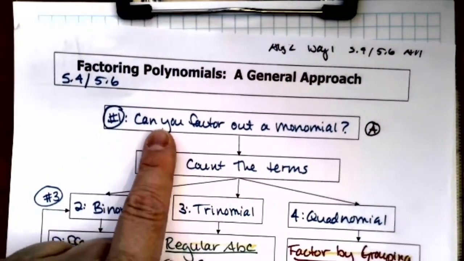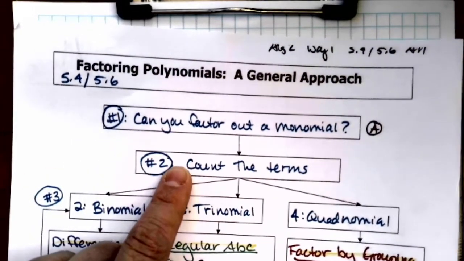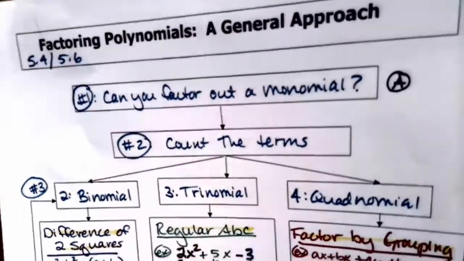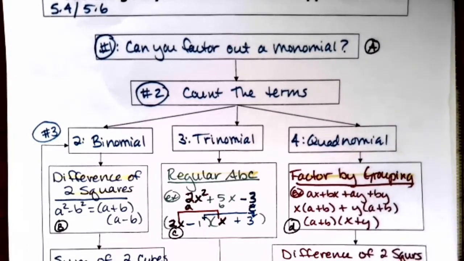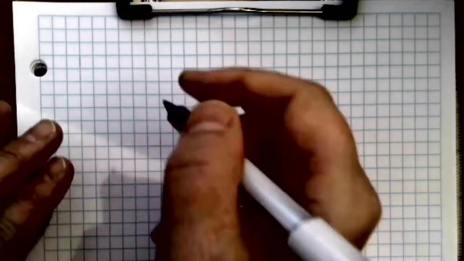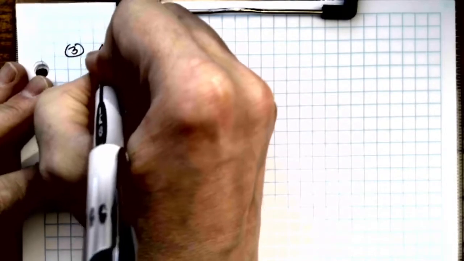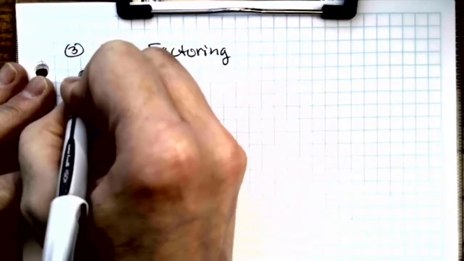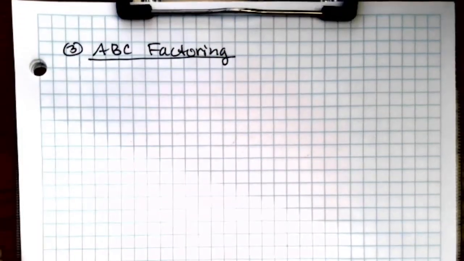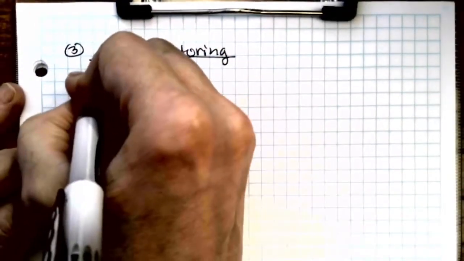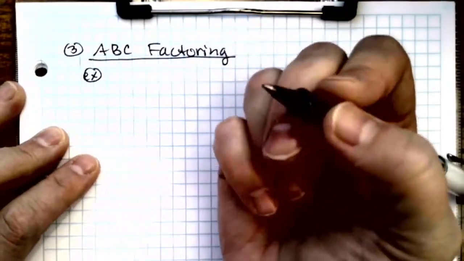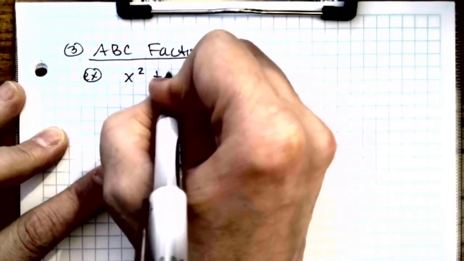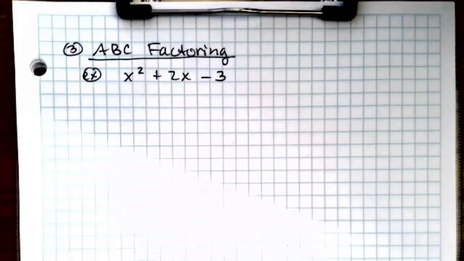So you factor out a monomial, count the terms, and let's say it has 3 terms. It's a trinomial. That is going to be regular ABC factoring. So our third factor pattern is ABC factoring, which is the one we spend the longest time learning. It's also the most common. All right, so for example, we'll start with a simple ABC factoring, something like x squared plus 2x minus 3.